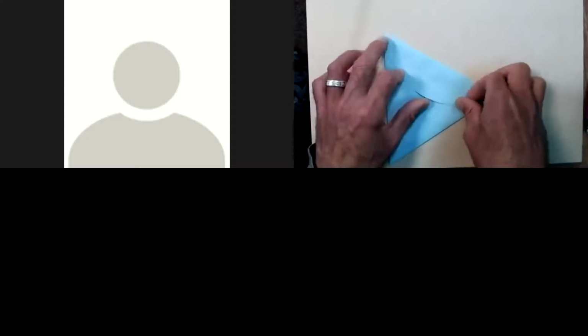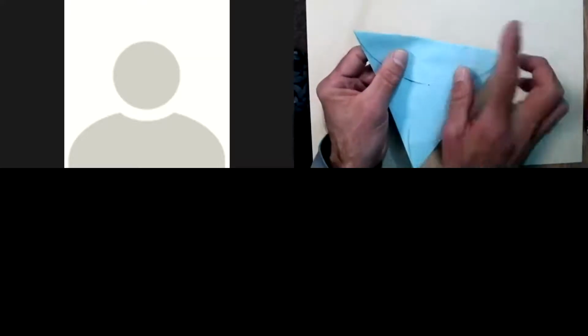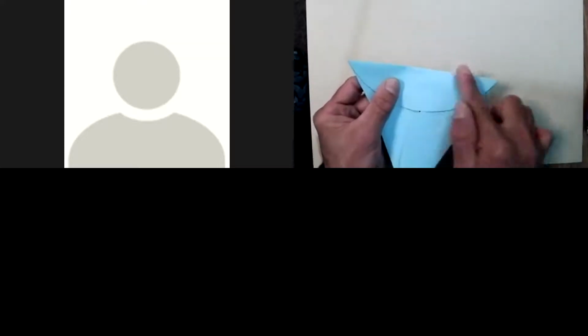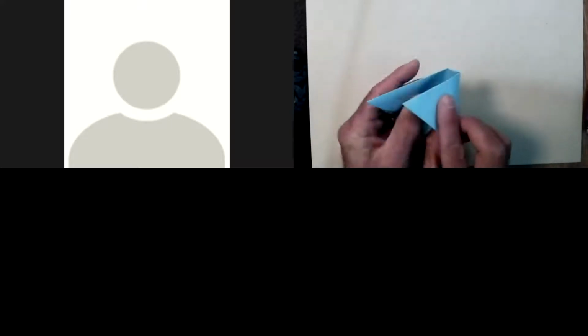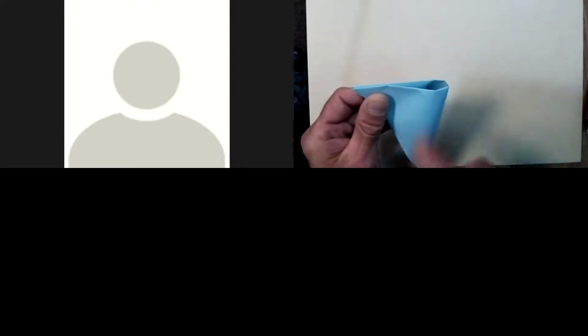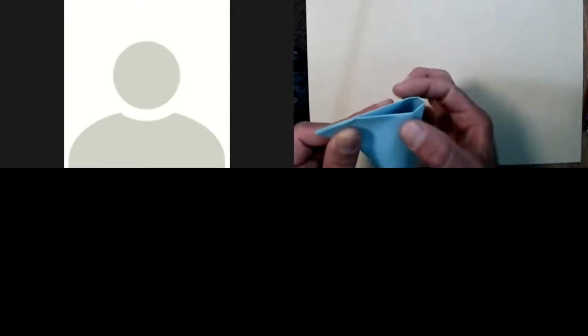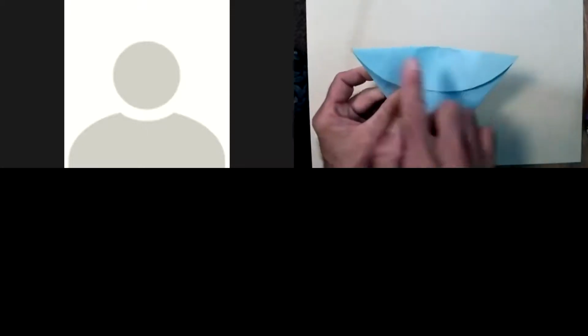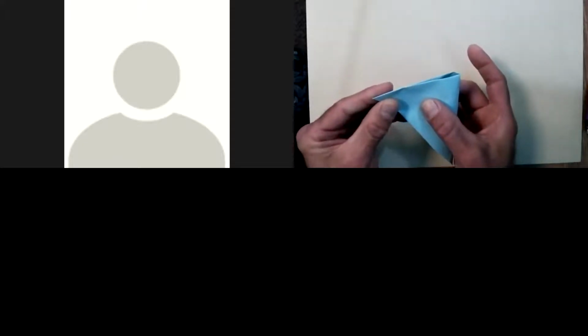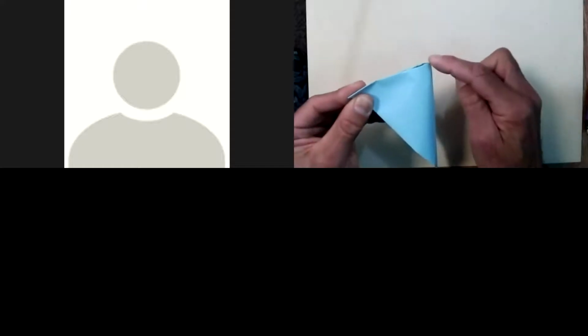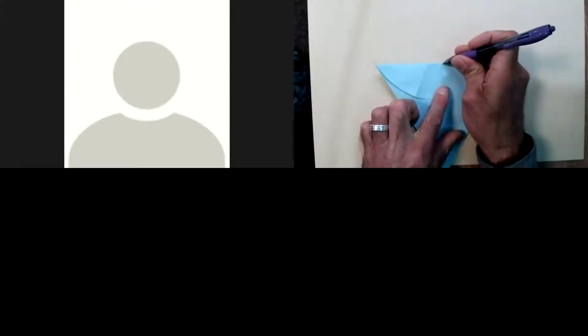Okay, next step. What we want to do is take two vertices of the triangle, and we want to bring them to touch. I don't want to fold the triangle completely in half, but I do want to know where the center of this side is. So I'm going to get those vertices to touch, and then I'm just going to crease that bottom so I know where the center of that edge is, and I'm going to make a mark there.